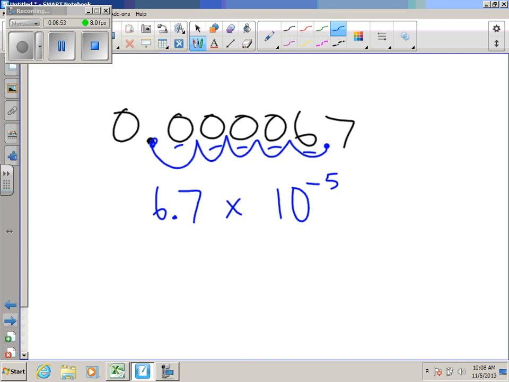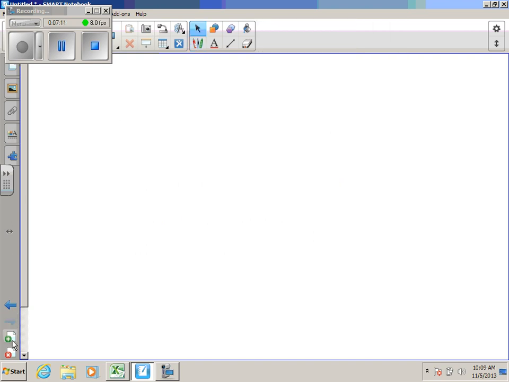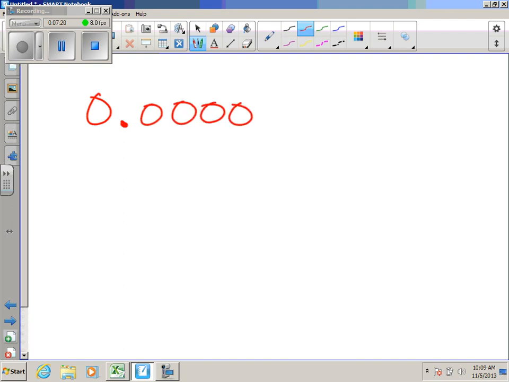So if you don't stop right there, you're just going to have a lot of zeros. That's why I'm using this different color. Zero point, four zeros, 1, 4, 5. Try it.